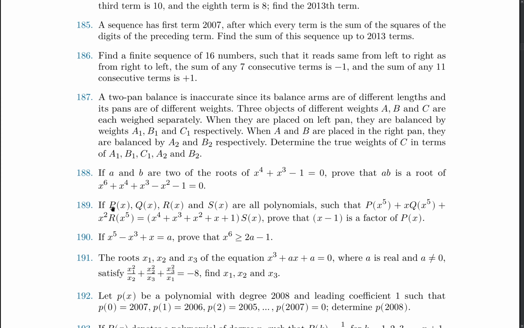Question 189 says that if P(x), Q(x), R(x) and S(x) are all polynomials such that P(x^5) + xQ(x^5) + x^2 R(x^5) is equal to (x^4 + x^3 + x^2 + x + 1) S(x), prove that x minus 1 is a factor of P(x).